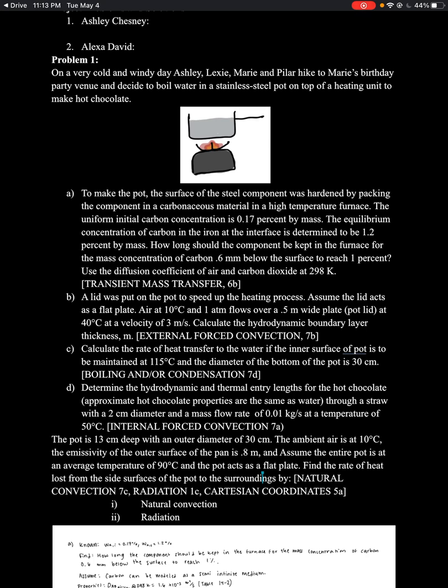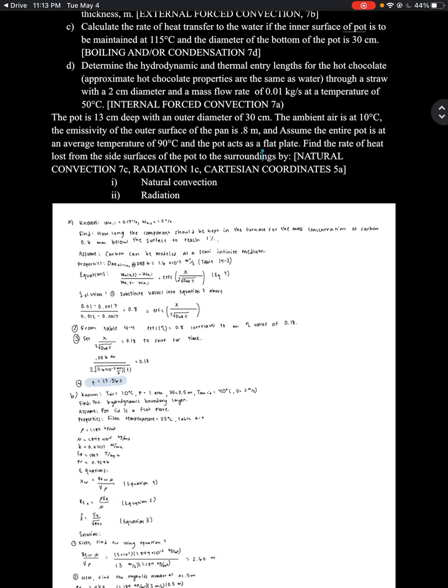So in part A, we are asking how long the component, in this case the pot, should be kept in the furnace for the mass concentration of carbon, 0.6 millimeters below the surface, to reach 1%. You can assume that the carbon can be modeled as a semi-infinite system. The properties are found from table 14.2. The equations are also listed, and once the properties were plugged in, a time of 17.36 seconds was calculated. This is an example of the learning objective, transient mass transfer, 6b.